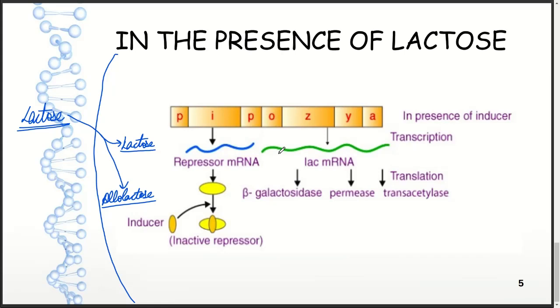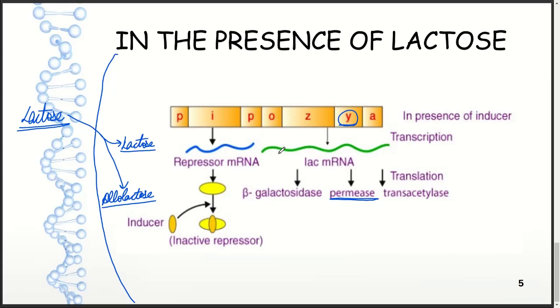So the diffusion of lactose is helped by the permease enzyme, the enzyme which is synthesized by our lacY gene. But now you might be wondering how this is possible, because before transcription and translation, how is permease already present in the cell? Let me explain how this is possible.